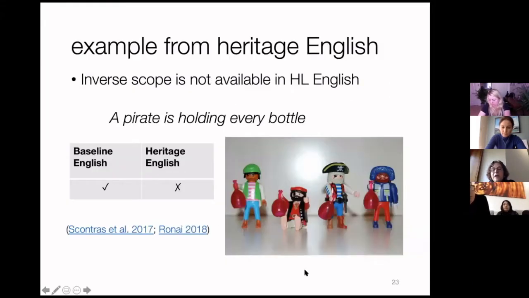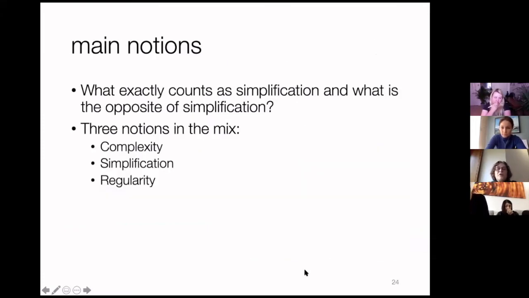And this is something that has been shown in a lot of work, including our own work, and then the work by Esther Ronay on heritage English in Hungary. And it's systematic that heritage English gets rid of inverse scope. And so we see that there are some examples where there is simplification, but what exactly counts as simplification? What's the opposite of simplification? So this is where three notions come in: complexity, simplification, and regularity.